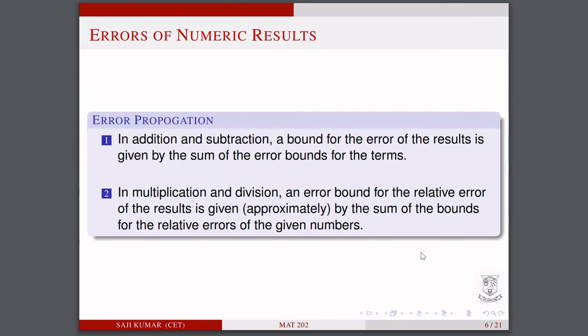In multiplication and division, an error bound for the relative error of the result is given by the sum of the bounds for the relative errors of the given numbers. These are some introductory concepts about numerical methods and errors in numerical computations.